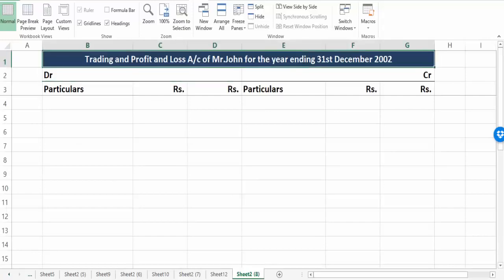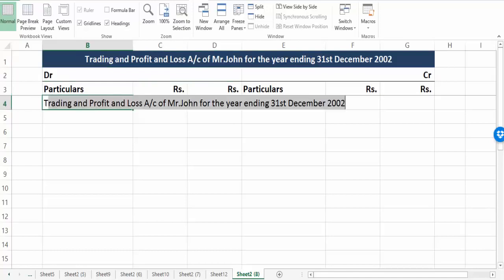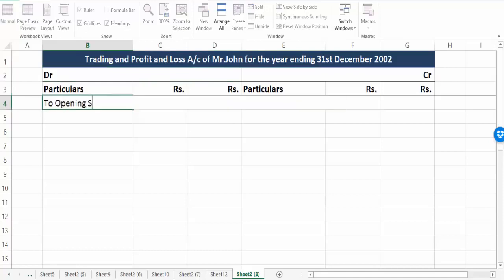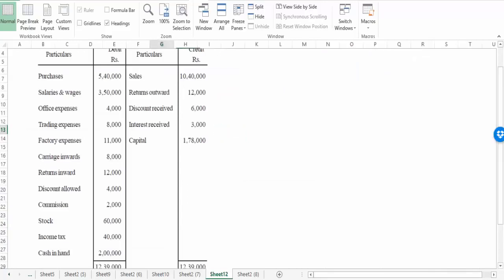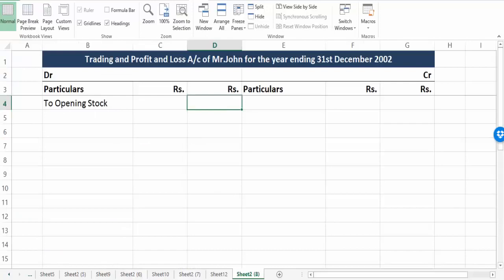So here we have the structure: trading and profit and loss account of Mr. John for the year ending 31st December 2002. Debit, credit, everything. So let's get started with opening stock. To opening stock, what is the amount? Opening stock, do we have that? Yes, we have it here. To opening stock is 60,000.